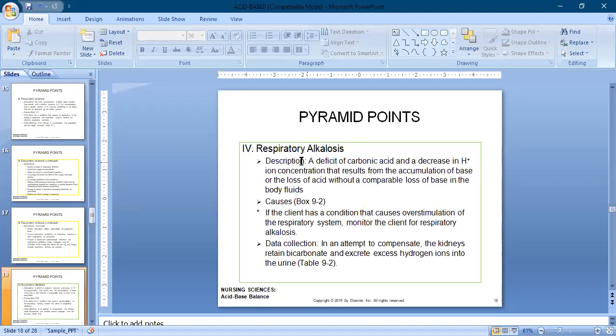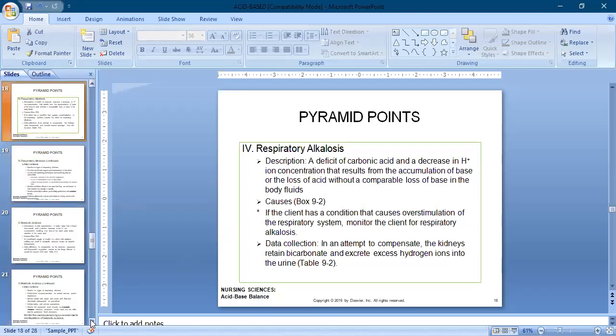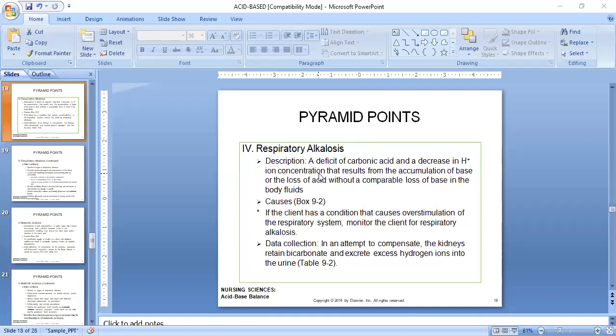When your patient has respiratory alkalosis, what do we have to do? Let me finish this first. The respiratory alkalosis patient has some common signs and symptoms you can use to find out. You see the causes, what I explained, and some data collection. What are the data? You have to analyze the blood gas level. When you analyze the blood gas level, you can see the pH more than 7.45 and partial pressure of carbon dioxide less than 35.